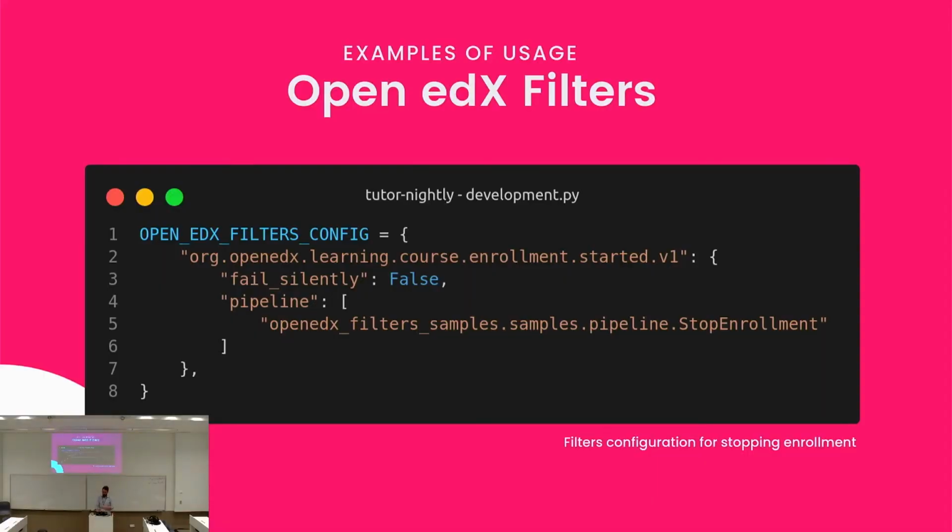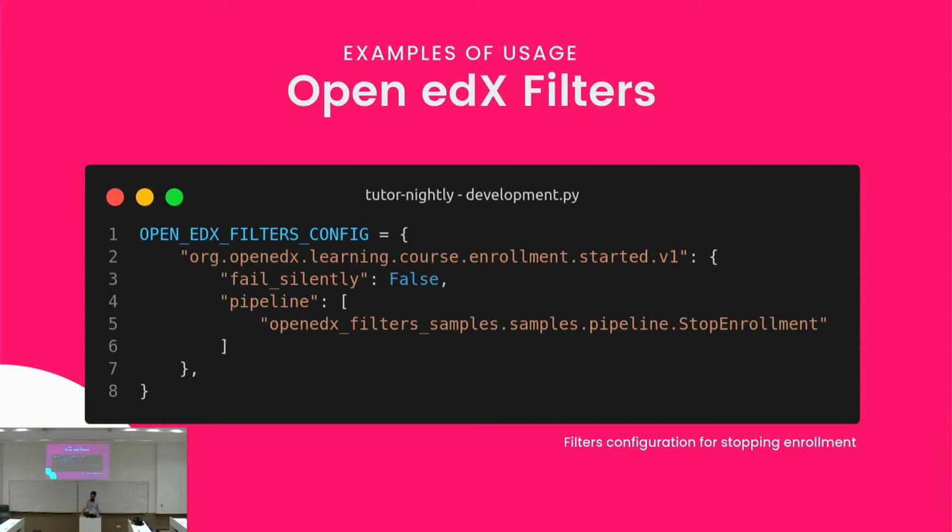And something similar goes for filters. These ones are configured in Django configurations. There is a new dictionary called OPEN_EDX_FILTERS_CONFIG. And what I write in there in line 2 is the exact name of the filter I want to connect to. I tell it if I want the errors to be loud or not, if I want the platform to actually fail, or if I want the framework to eat whatever exception and just continue. And then I tell it which following functions I want to be executed at that moment.